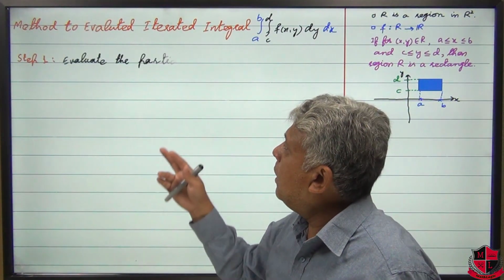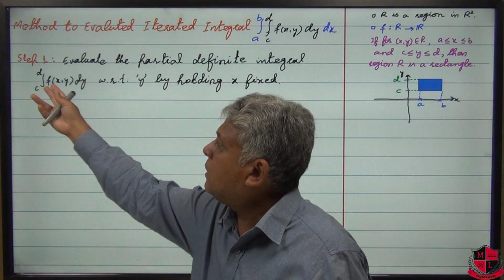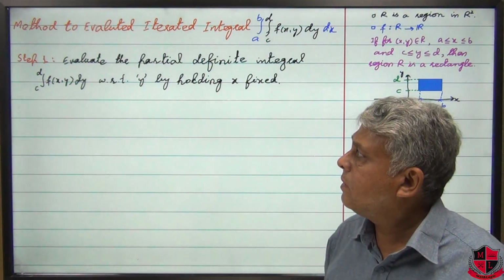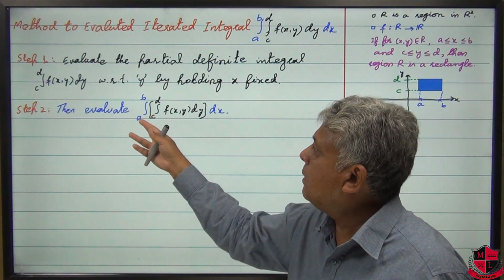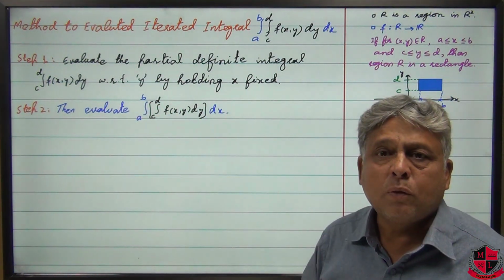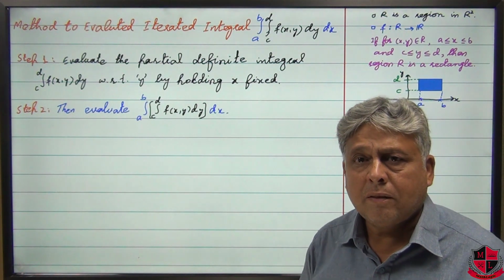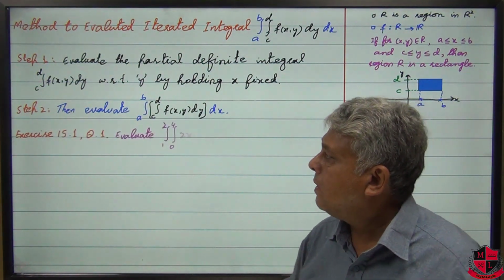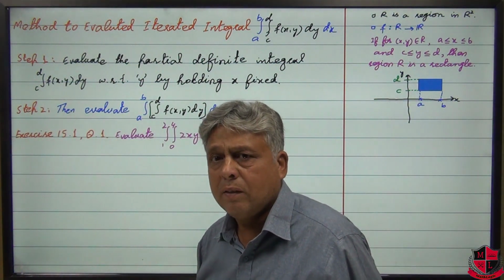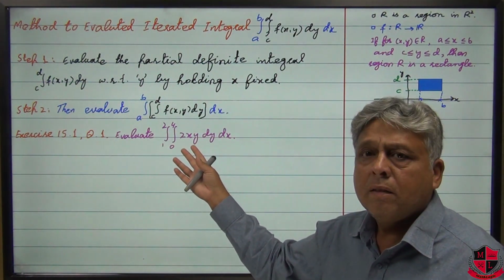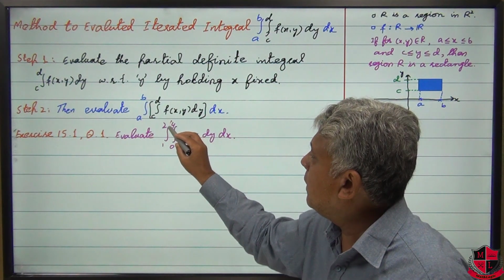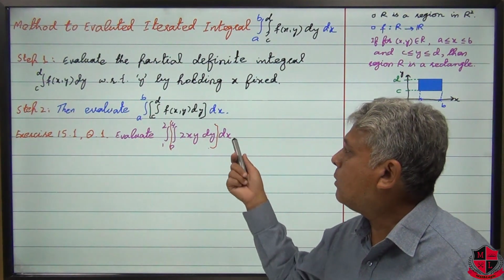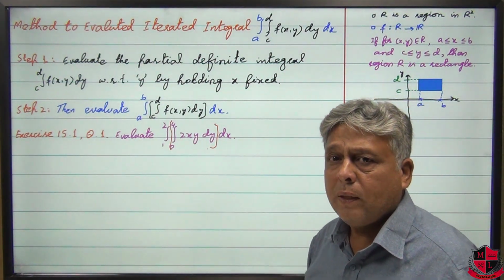Step 1 is to evaluate the inner integral from c to d of f of xy dy with respect to y by holding x fixed, and then evaluate the integral from a to b with respect to x. Let's see this evaluation in a question. Exercise 15.1, question number 1. Evaluate this iterated integral. The inner integral is a partial definite integral with respect to y, and then the outer integral is to integrate with respect to x.